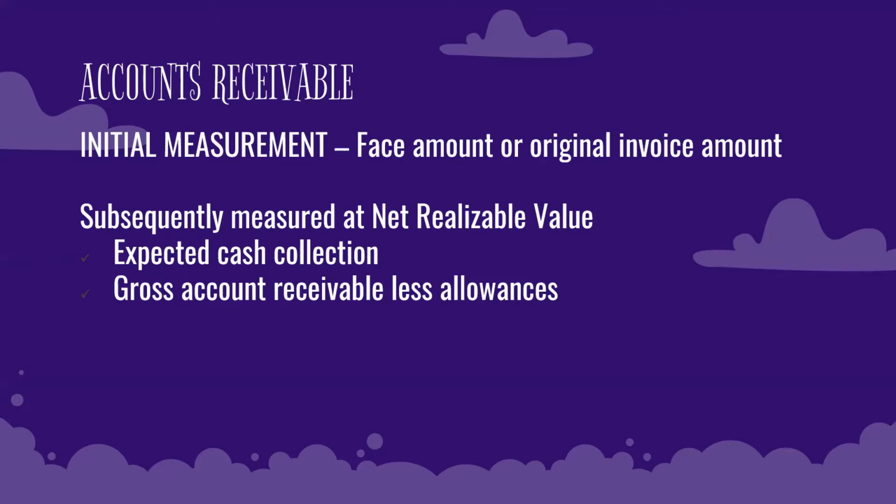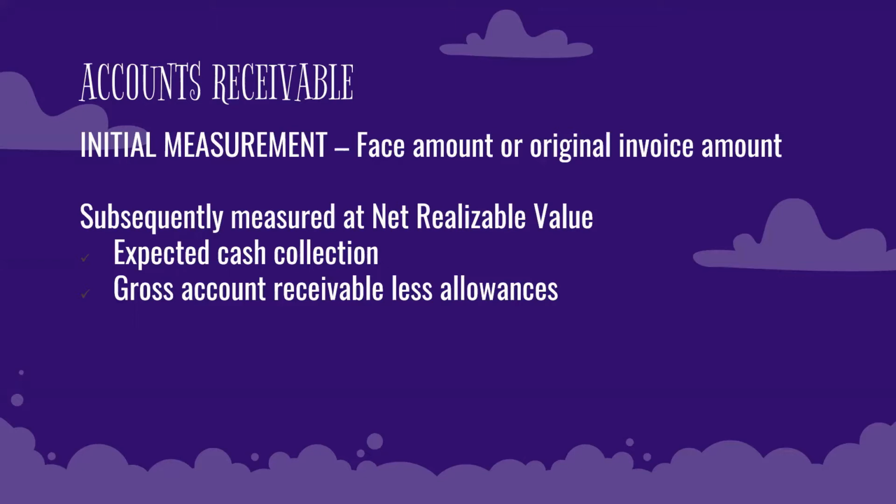And remember, generally, we only have accounts receivable in terms of sales on credit. So therefore, the initial measurement would be the face amount or the original invoice amount. Now, the accounts receivable will be subsequently measured at net realizable value. What is net realizable value? This is the expected cash collection, but in terms of formula, this will be the gross accounts receivable less allowances.